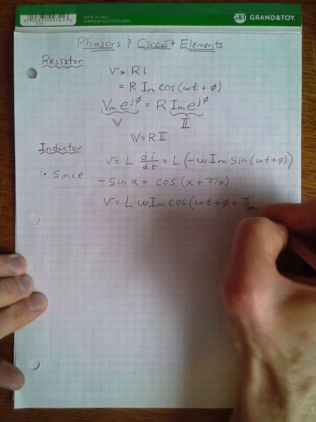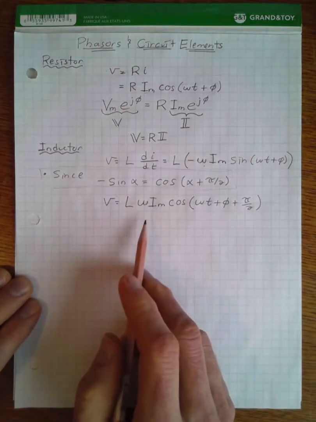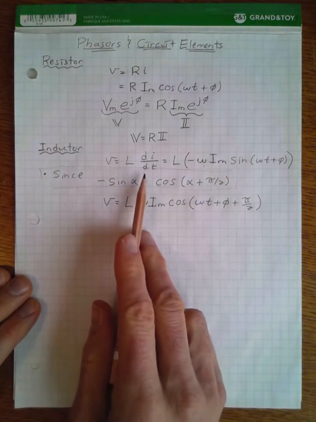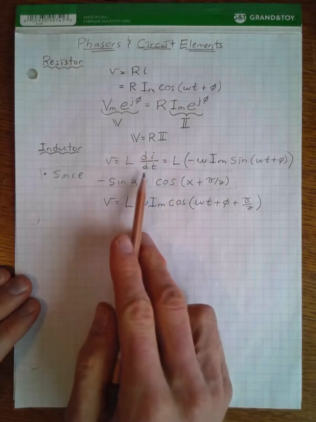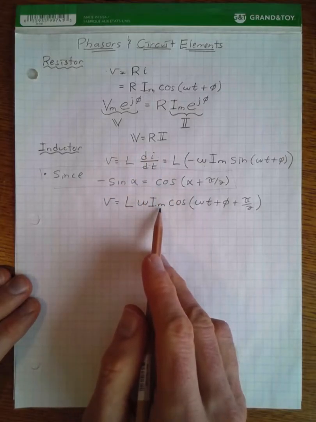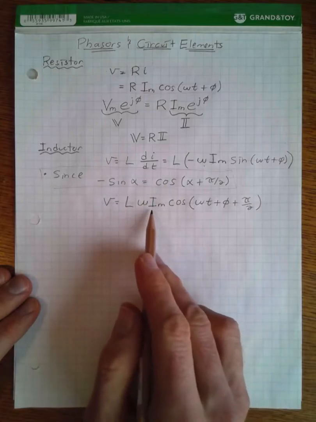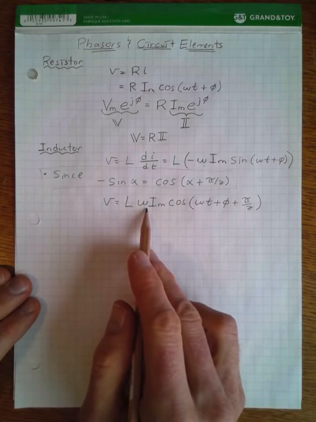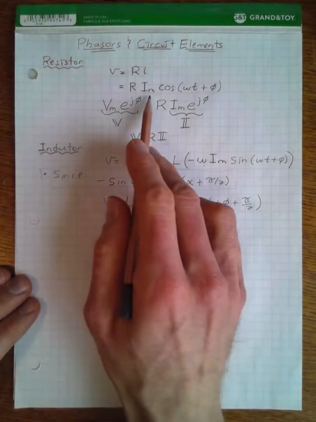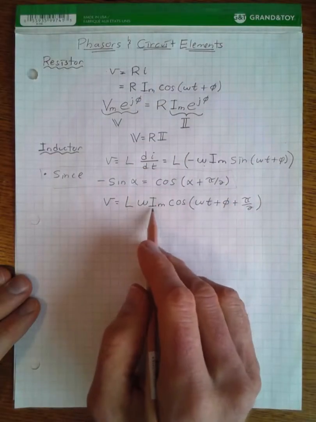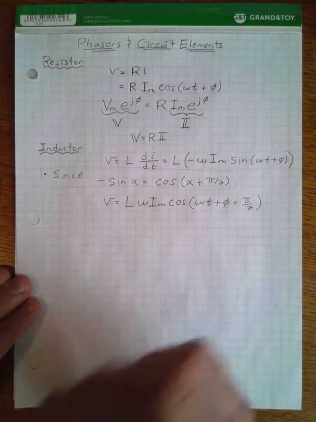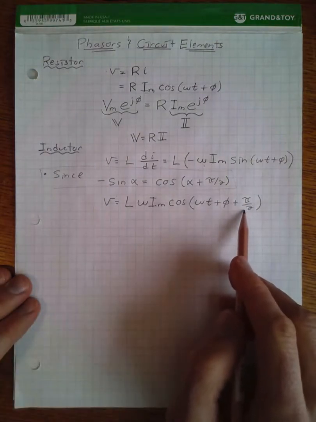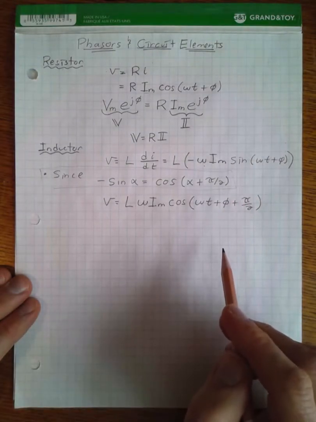So we can see basically what happens when we pass our current through an inductor. It does this derivative operation, and this derivative operation does two things. First of all, it scales the magnitude of our current. Before, the magnitude of our current was Im. Now it's Im times the oscillation frequency omega. And it's also added a phase shift of pi over 2.